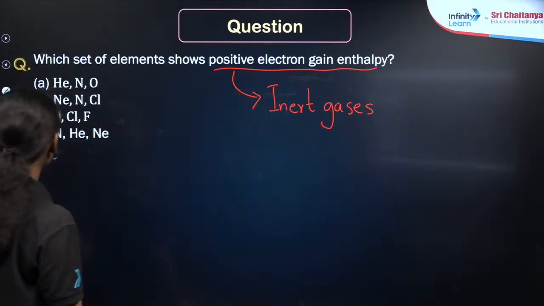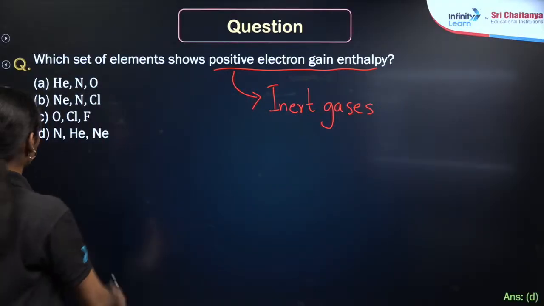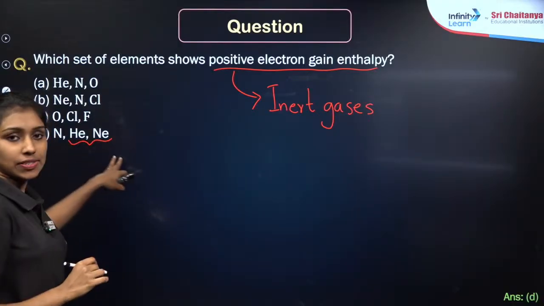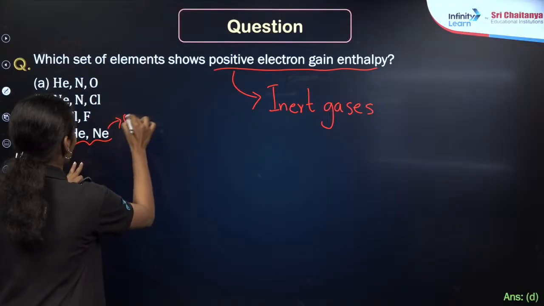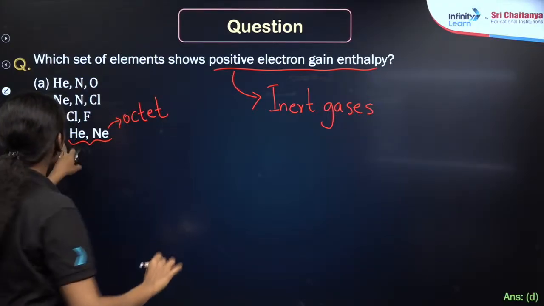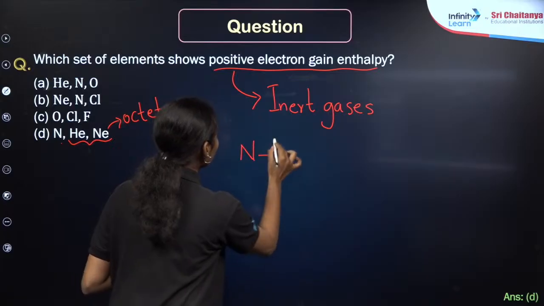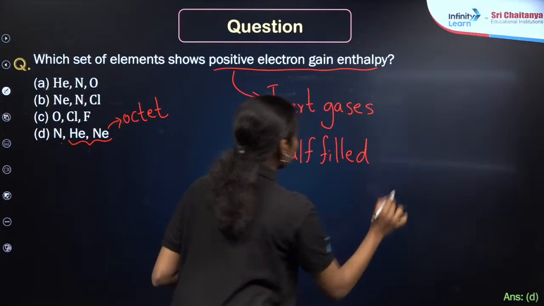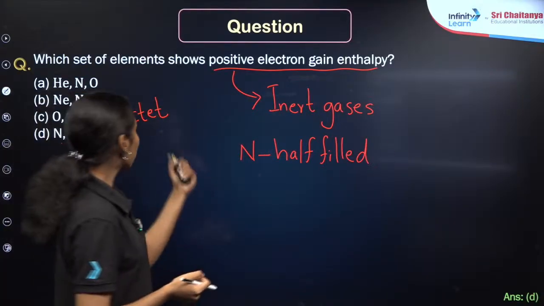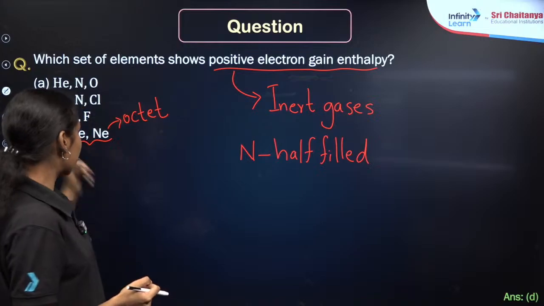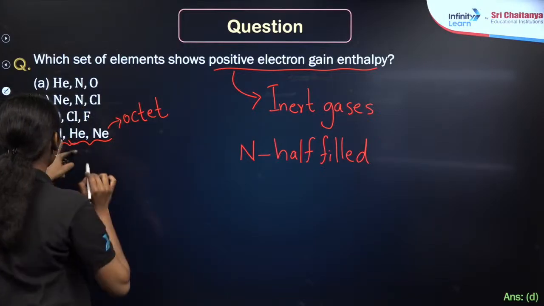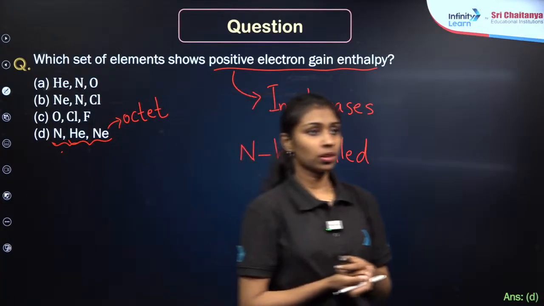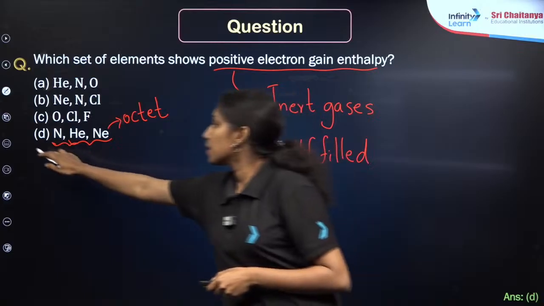As you can see here, helium and neon are inert gases because of the complete electronic configuration. Then we have already known that in the case of nitrogen, because of the half-filled electronic configuration, it will experience more stability, right? That is why we need more energy to add one more electron to the nitrogen atom, which means that this set of elements, nitrogen, helium and neon, have positive electron gain enthalpy. Clear? That is option D, the correct answer here.